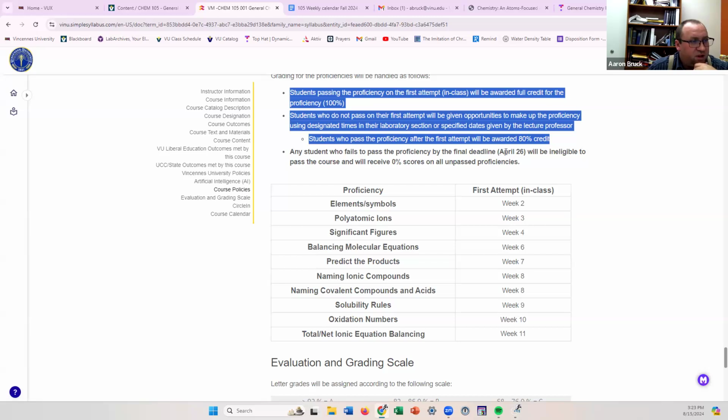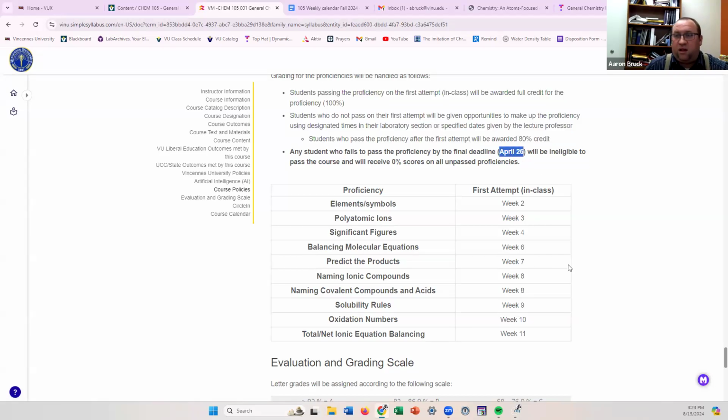Now, this is a misprint here. Obviously, you have not April 26th, but rather it's the last Friday of the semester, which I believe is December 6th. So if you don't pass the proficiencies by December 6th, that's the curtain. That's when you can no longer pass the class.